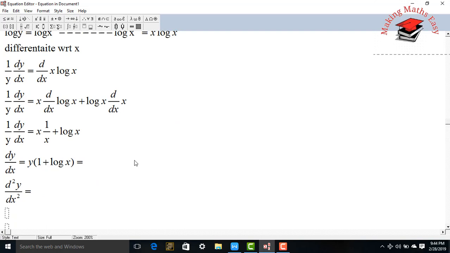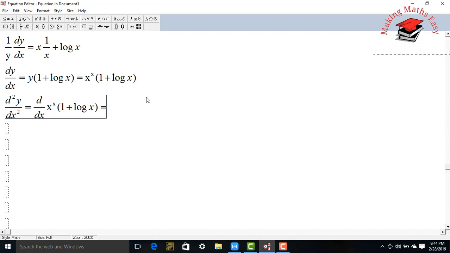So resubstitute the value of y, x raised to x, into the 1 plus log x, and then put this corresponding function and find the derivative of this corresponding function. So the derivative of this corresponding function will be equal to d upon d of x of the corresponding function. So here also we will use the UV rule in order to differentiate it.